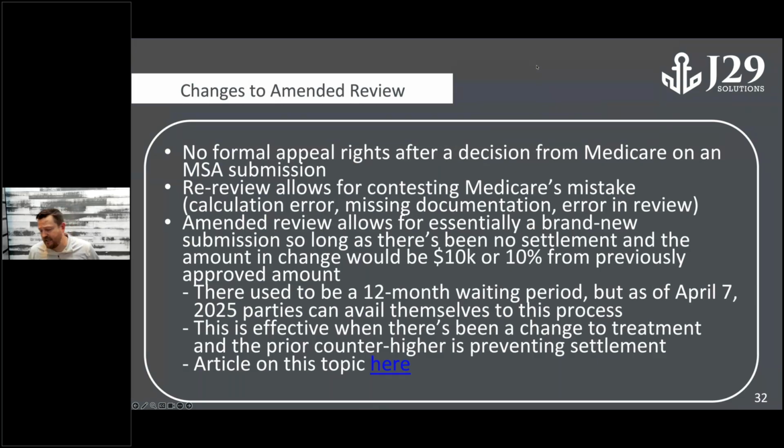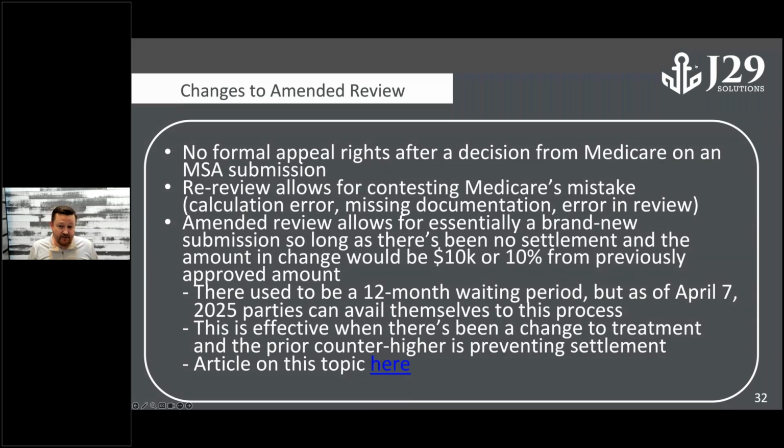If you submit a Medicare set aside, you basically have two options if Medicare comes back and they want more money. There's no appeal rights like there is in conditional payments, meaning there's no formalized, 5-step appeals process. You can go back on a re-review, basically contesting some sort of calculation error. Medicare didn't look at documentation submitted. Medicare messed up effectively.